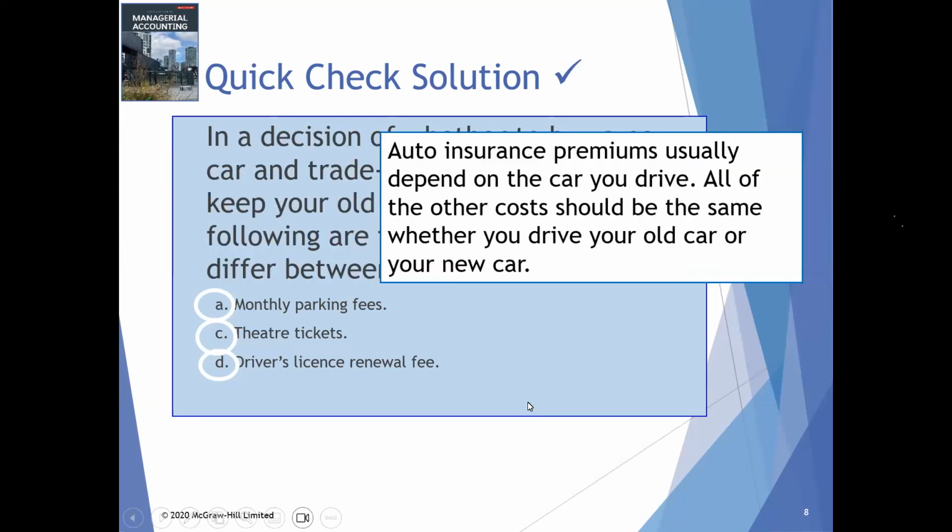So this is known as a future cost. Auto insurance premium usually depends upon the car you drive. If your car is an old model, then the value of the car will differ if you compare it with the new one. The insurance premium for the new one will be higher as compared to the old one. It also depends on the model. Luxurious cars have a higher premium as compared to normal or regular cars. So this is known as the future cost.